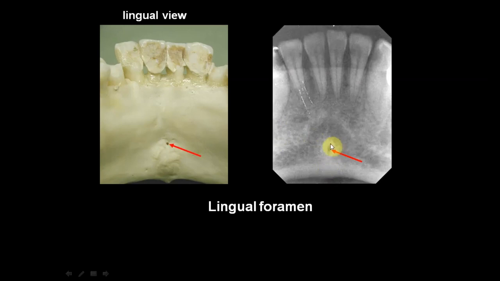Then you have the lingual foramen. When seen in the radiograph, it's seen as a round radiolucent outline surrounded by a radiopaque outline over here. Through this lingual foramen, the lingual vessels and the sublingual and submental arteries all pass.